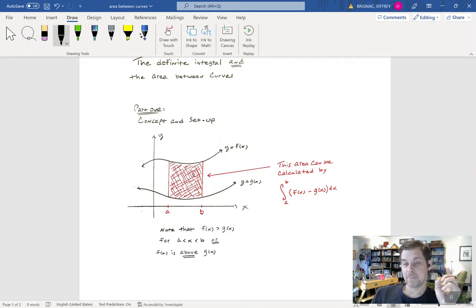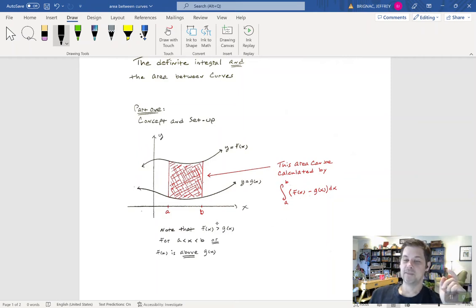If you want to know how big that is, which is all that area would tell us, it tells us the physical size of this region. It can be calculated as this definite integral, the definite integral from point A to point B of f of x minus g of x dx.